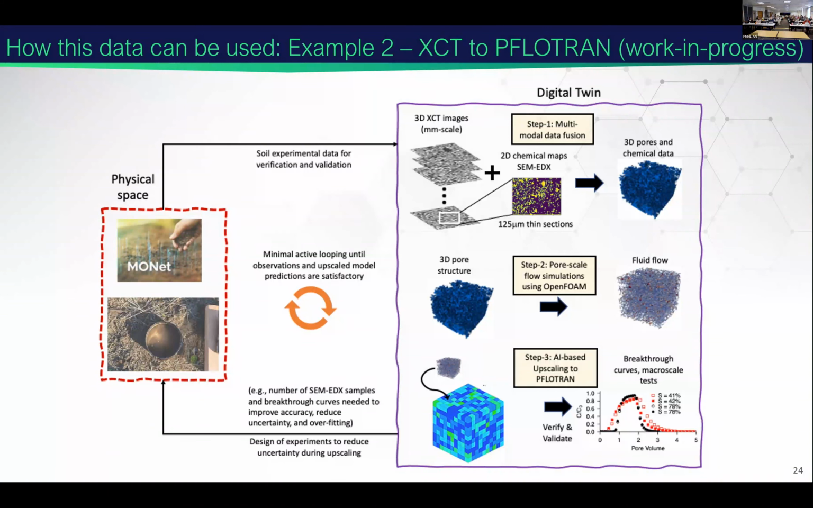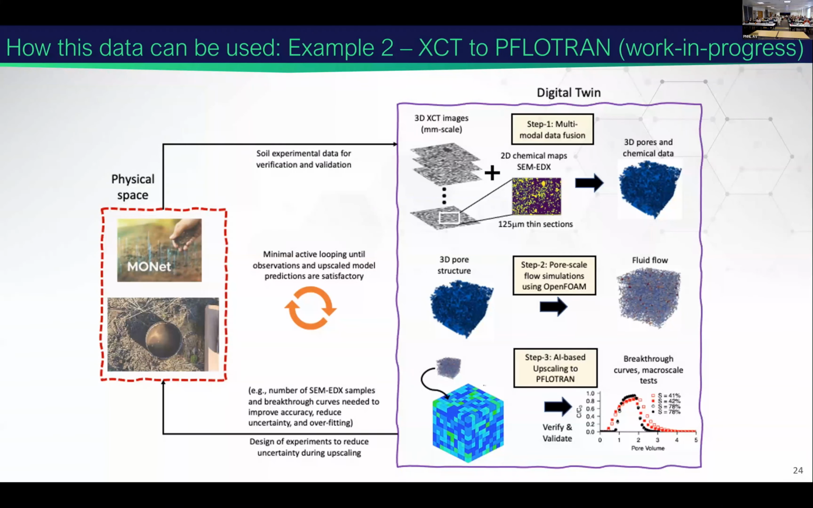digital workflow. In step 1, you image the soil, you have 3D XCT images from millimeter scale, as Thomas was mentioning, for various slices across the entire core. And you fuse that with the SEM-EDX information, which gives information on the chemical composition of the carbon and associated other elemental compositions such as silica, aluminum, oxygen. So once you have that information, you fuse it to get an entire 3D picture of how the chemicals are distributed within a soil core.